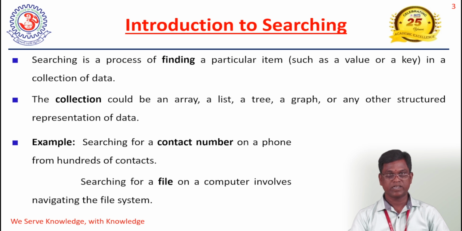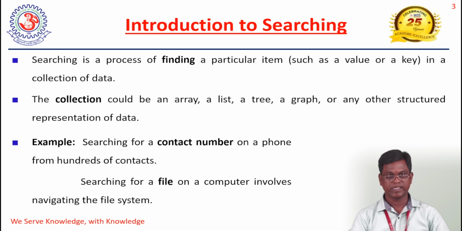Searching is a process of finding a particular value or a key in the given collection of values. And here the collection may be an array, a list, or a tree, or a graph, or any structured data. So given any of these collection types, we are going to find a particular key or a value in that particular list. Whatever process we follow for this is known as searching.